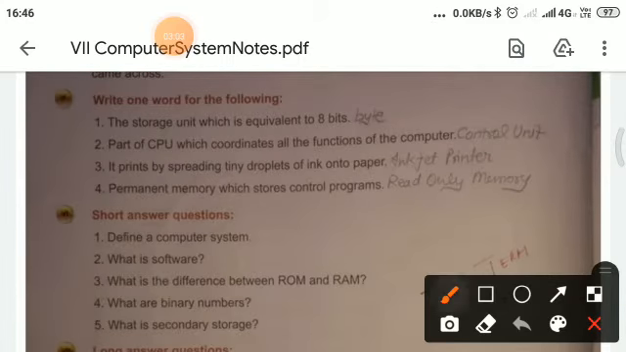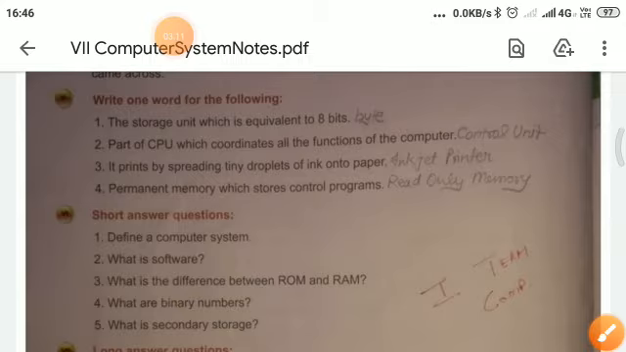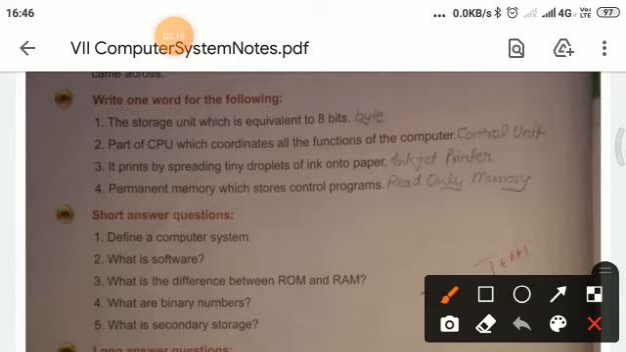And next section is write one word for the following statements. Students, in this section you have to write down one word for the given statement. How will you do this type of question? Let's see. First is the storage unit which is equivalent to 8 bits. The answer will be byte. Okay, students, and next is the part of CPU which coordinates all the functions of the computer. Answer will be control unit.